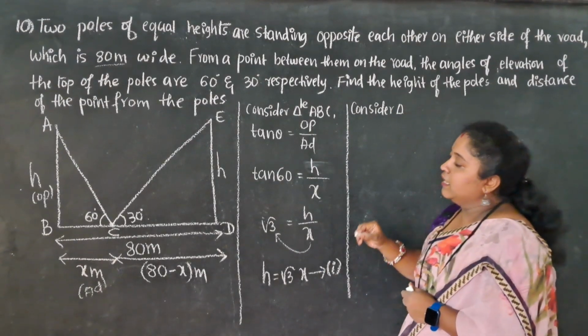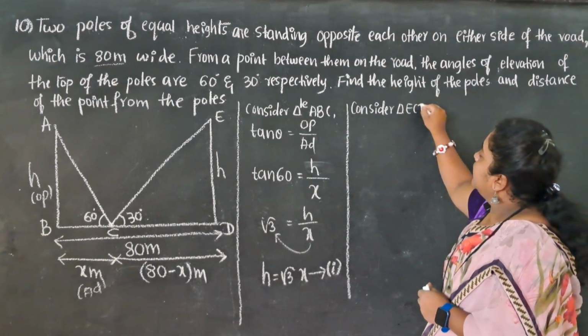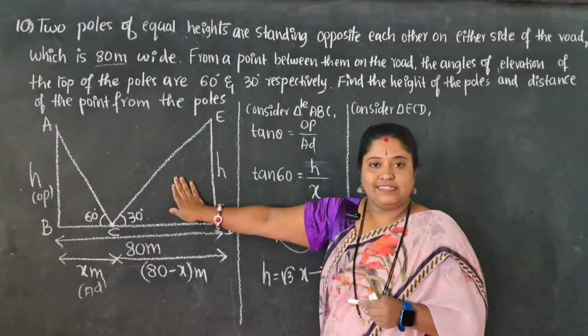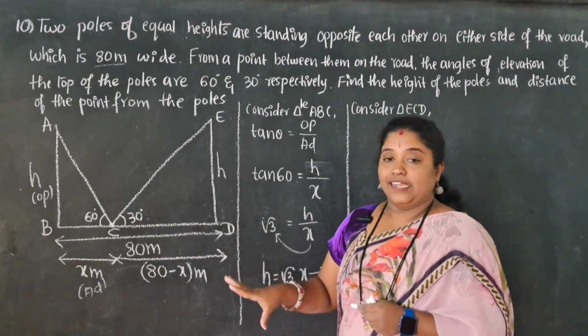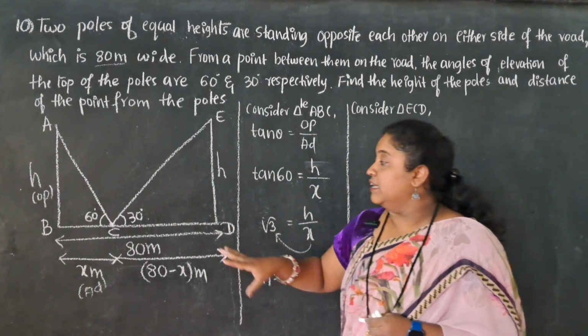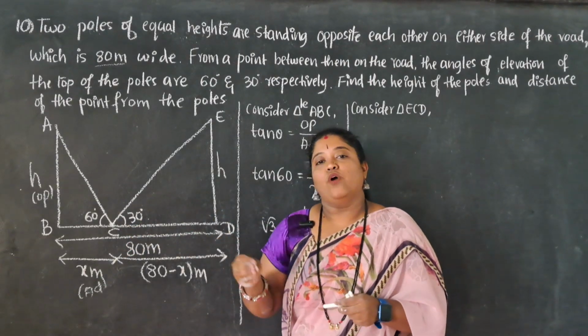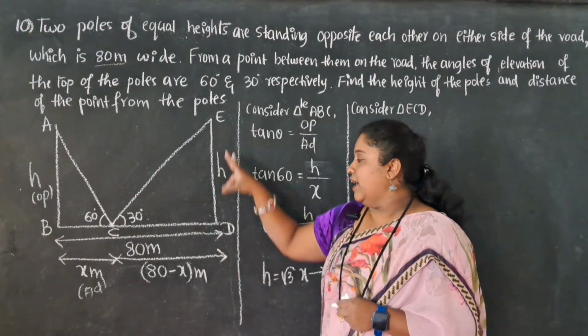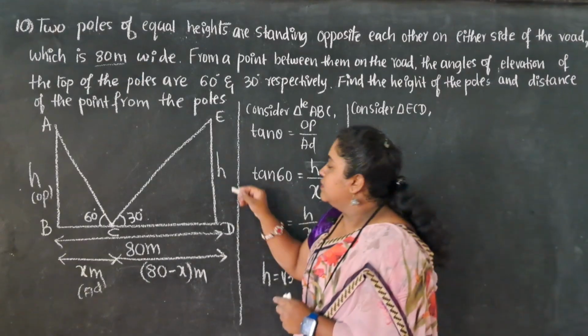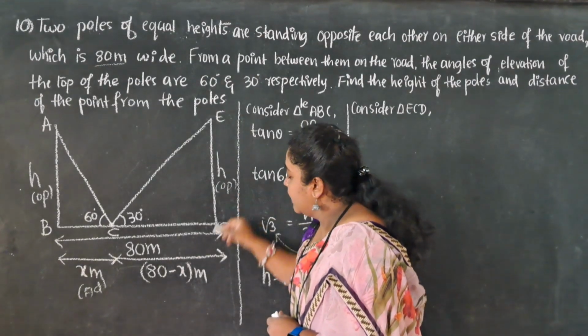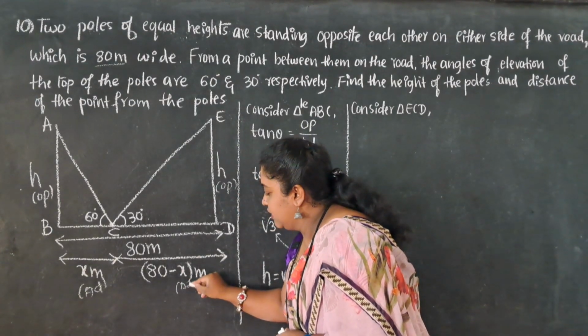Consider triangle ECD. Okay, we'll consider this triangle ECD. Once again, which is the angle to be considered? 30 degrees is the angle to be considered. And which is the side opposite to 30 degrees? That is ED. This will become the opposite side, and this will become the adjacent side.